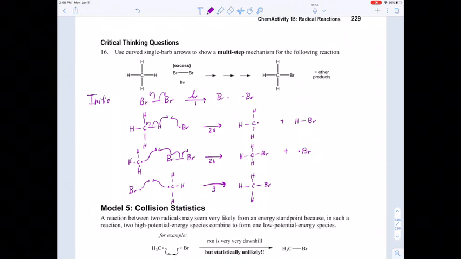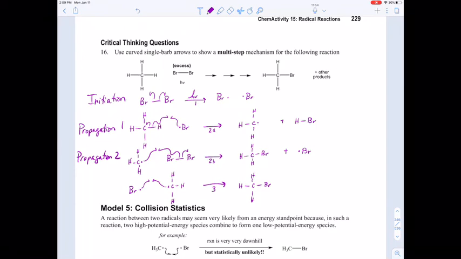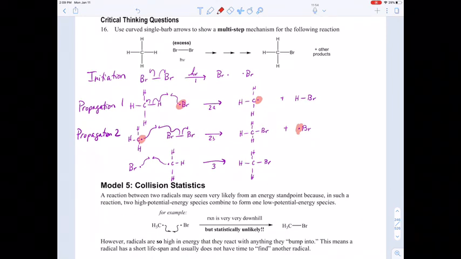Okay, here we have initiation. We know it's initiation because a non-radical species forms two radicals. This is a propagation. We call it propagation 1, and this one is also a propagation. I'm just going to call it propagation 2. We know it's propagation because a radical comes in, forms a new compound, but it also produces a radical. Same here, a radical comes in and ends up producing a new radical. So that's called propagation. Propagation is a word that means to produce.